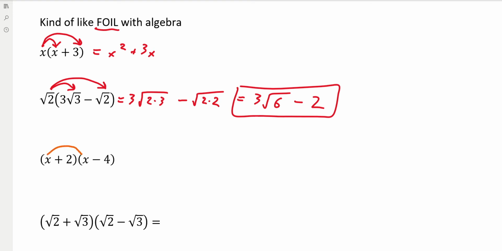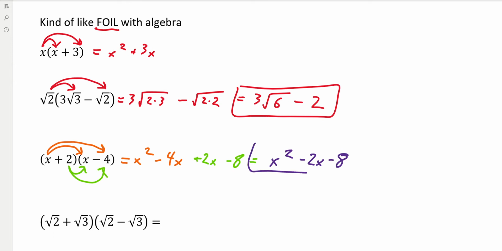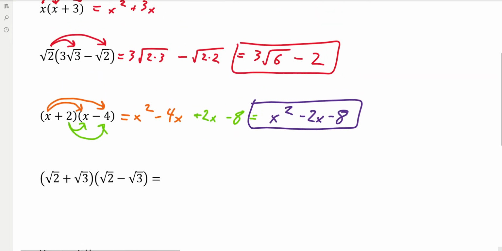Here we're FOILing, okay, but we're FOILing on top first, and then we're going to FOIL the bottom. So x squared minus 4x. And now let's FOIL out the bottom, so plus 2x minus 8. And so if we simplify that, we would have x squared minus 2x minus 8 as our final answer. And so same process for the next one.